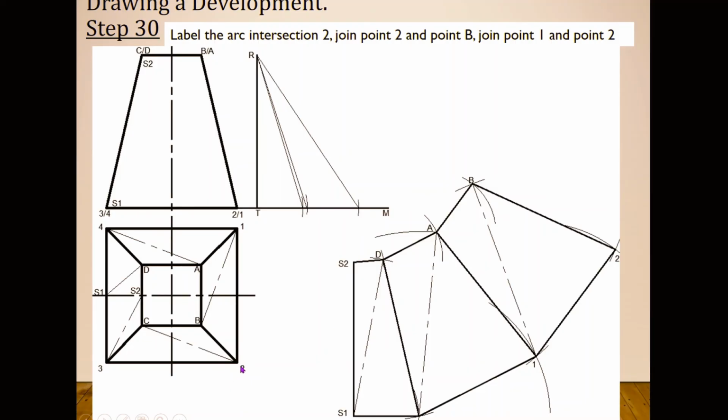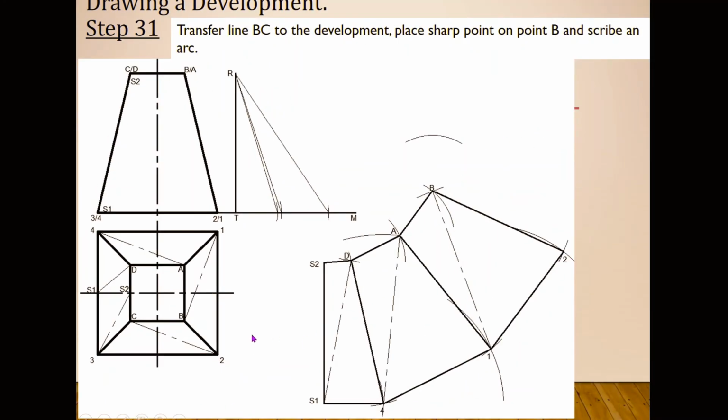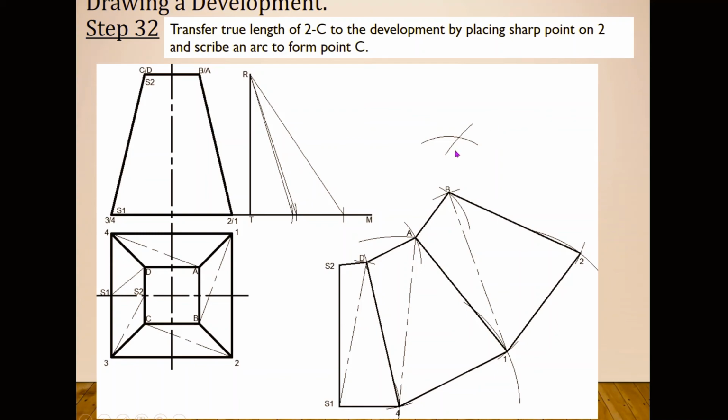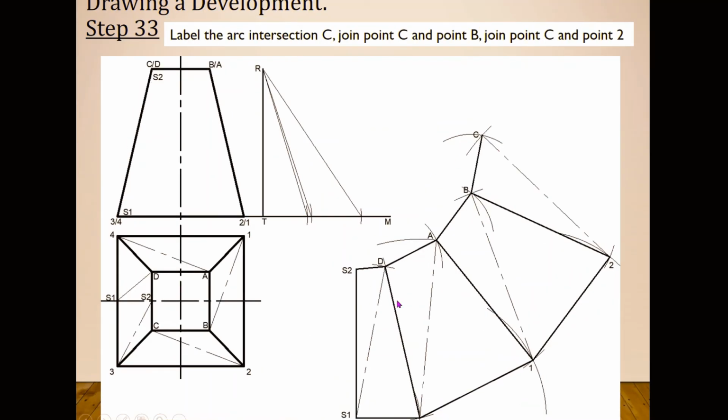Then you take the measurement for line 2 to C. Line 2 to C will be this one, because line 2 to C is equal to line 4 to A. These lines are equal. You're just going to measure it from here. Then you transfer it, you place from 2, then you strike an arc. And this is the point we're going to get. This point will be point C now.